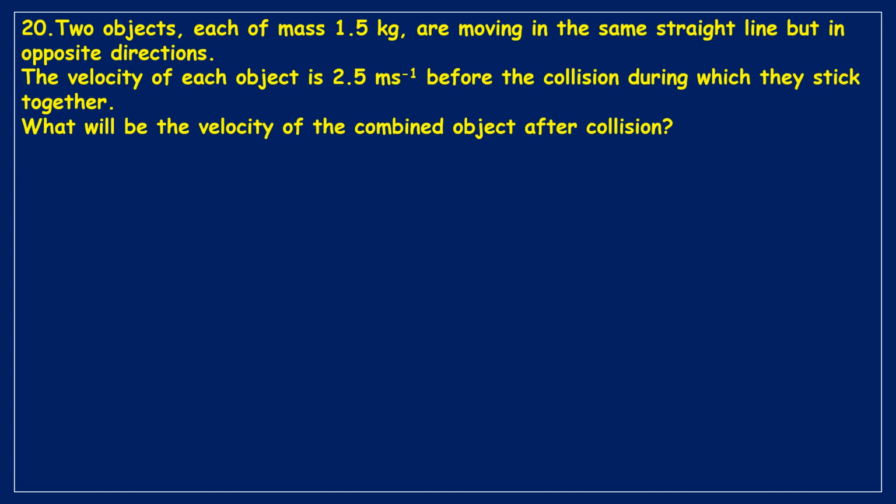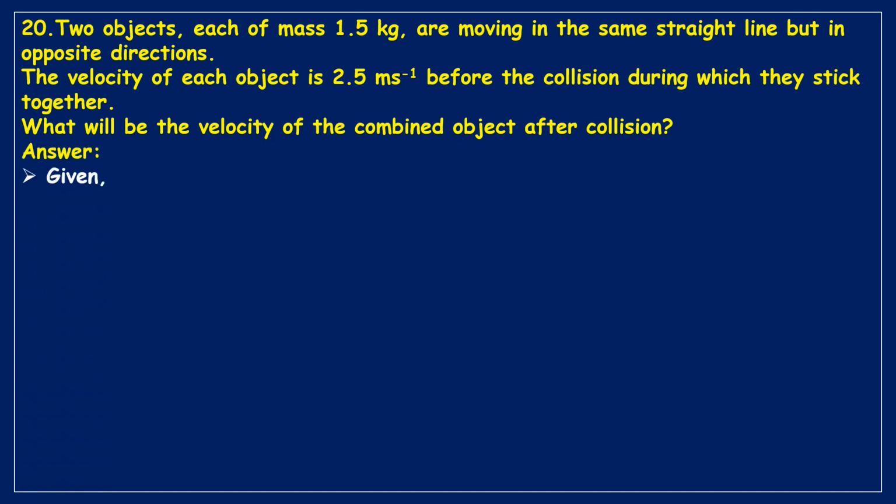Before the collision, during which they stick together, these two objects are moving with the same speed, 2.5 meters per second, but in opposite directions. Then they collide with each other. The information is given about before the collision. Now the question is, what will be the velocity of the combined object after collision? That we have to think about.